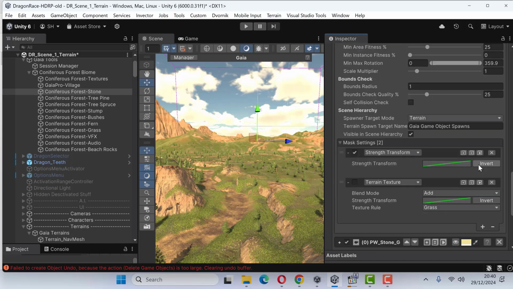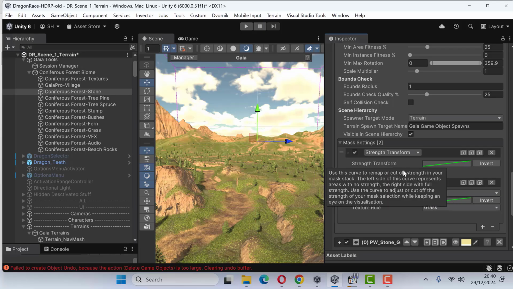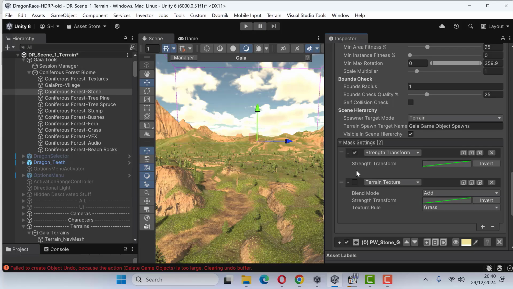Come on, let's have a mask. Oh, right. Yeah, so they're on grass. They're invert. Blend, add. Yeah, all I can do is try. I'll try this and pause.